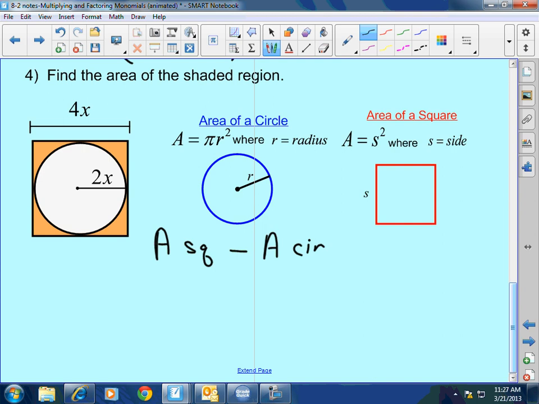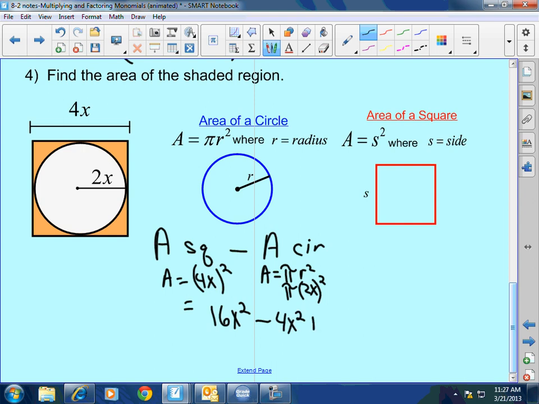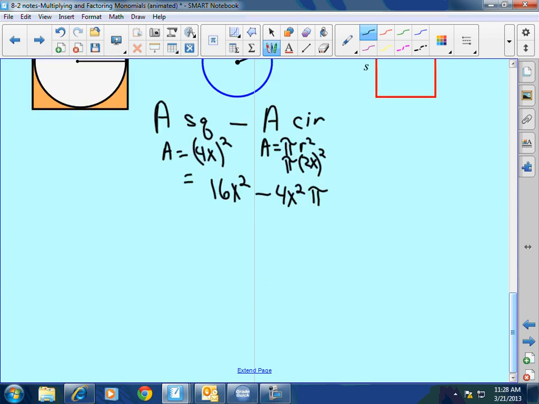Yes, guys, remember, area equals side squared, which is 4x squared. So that's going to be 16x squared. Awesome. Minus area of the circle equals pi r squared. So this is going to be pi times 2x squared. So what will that give me? 4x squared pi. Because 2x times 2x is 4x squared. Didn't we just go over the rules? Didn't we just do this? So that's 4x squared. What was your question, son?